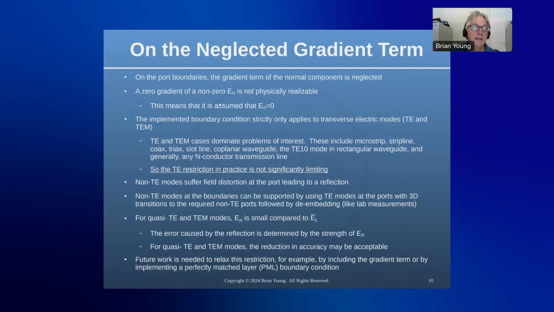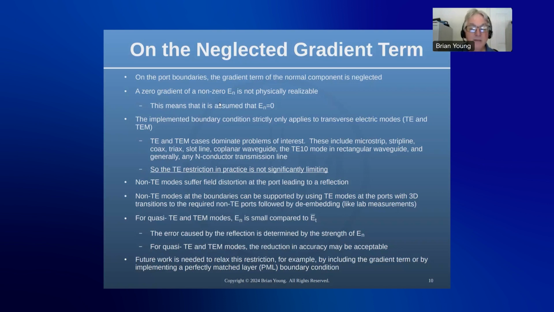From a physics point of view, zero gradient of a non-zero normal component is not physically realizable. So effectively, that just means I'm assuming that the normal component of the electric field is zero. From a transmission line point of view, what that means is that only transverse electric or transverse electromagnetic transmission line modes are directly supported, so not TM.